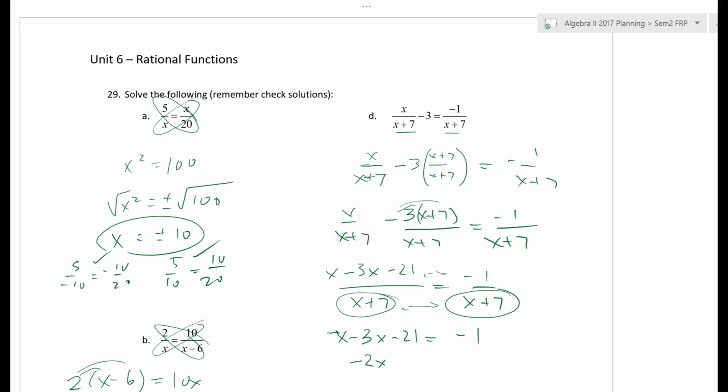This will give us negative 2x equals 20. When I move the 21 over there, you get x equals negative 10. So two things to really notice here is that the strategy is you need to get this to some common denominators so that you can simplify to the point of being able to solve.